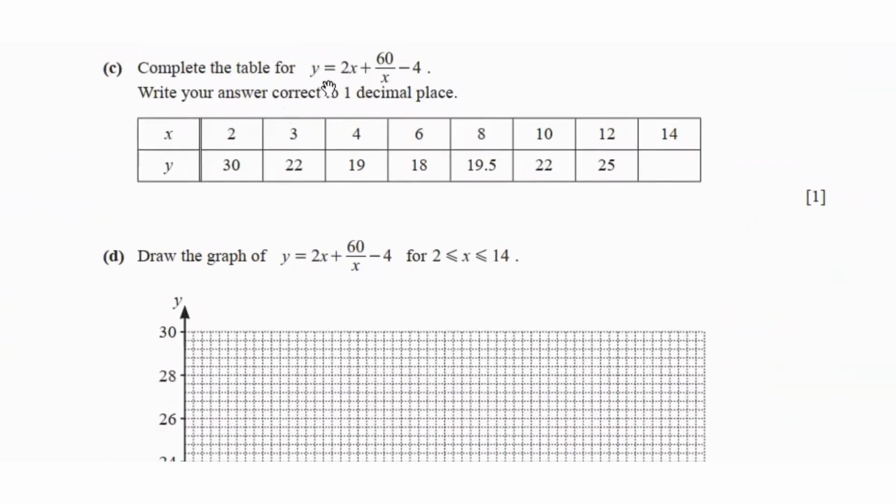Part C says complete the table for y equals 2x plus 60 over x minus 4. Write your answer correct to one decimal place. So we substitute 14 into the equation. So 2 times 14 plus 60 over 14 minus 4. And that is going to give you 28.3.